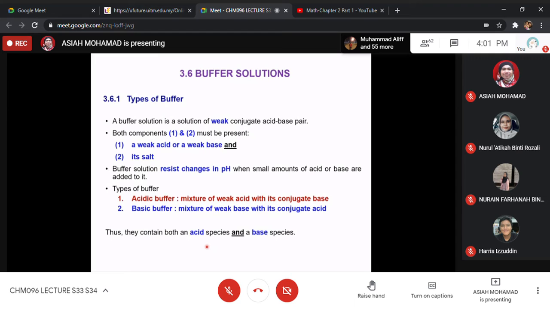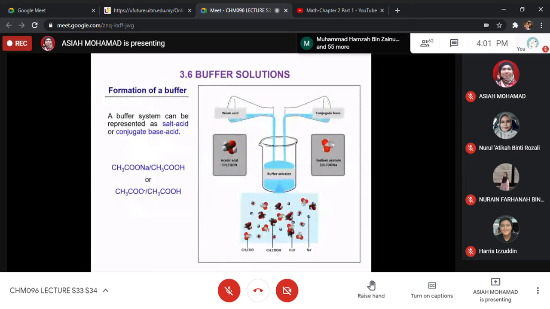So you can see here that the buffer solution contains both acid and base species. Now students, let us look at this diagram of the formation of a buffer. As I mentioned earlier, a buffer must contain significant amounts of both a weak acid and its conjugate base, or vice versa. A buffer system can be represented as salt over acid or conjugate base over acid.